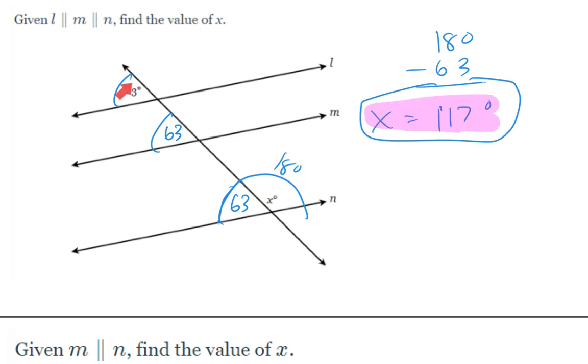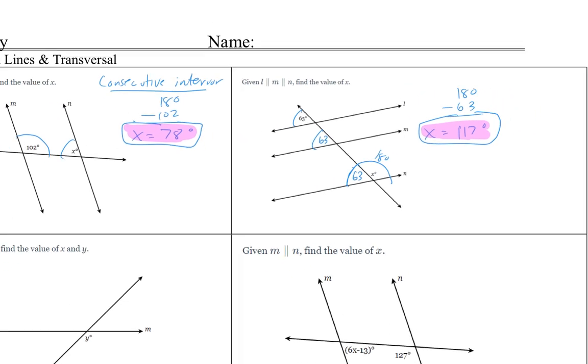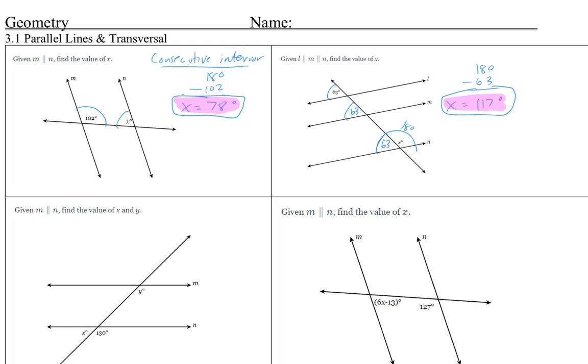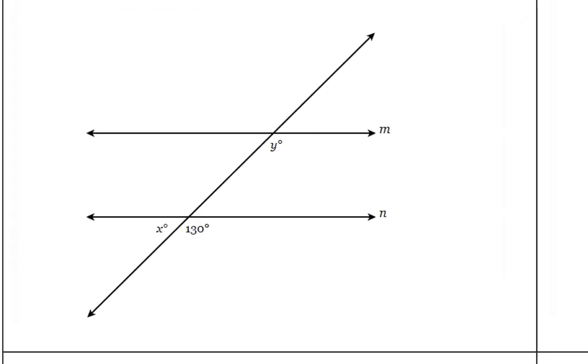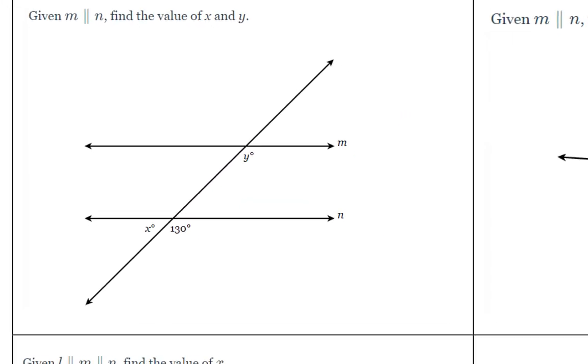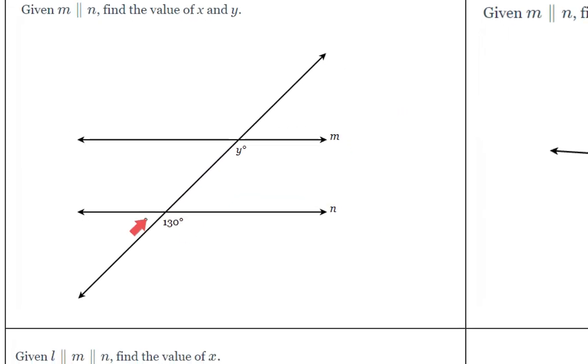We're just going to recognize that this and this and this are all in the same corner. Those are corresponding. Okay, good. Next, let's look at this. We need to find X and Y both. Well, what do we know? Let's try X first. What do we know about X? X and this one add to 180, right? They're next to each other. So we would say 180 minus 130 gives us X, which is 50 degrees, right?